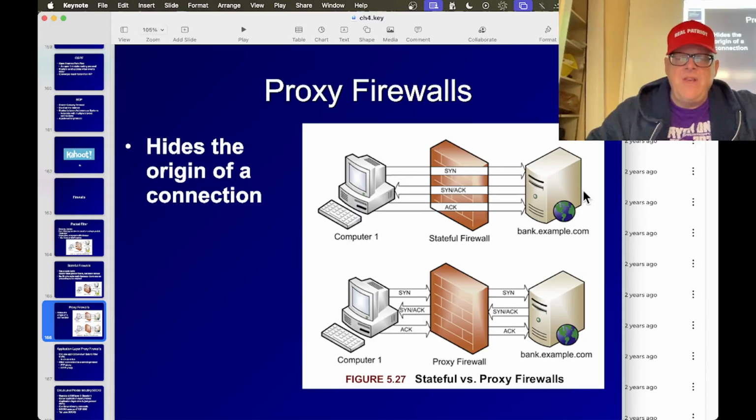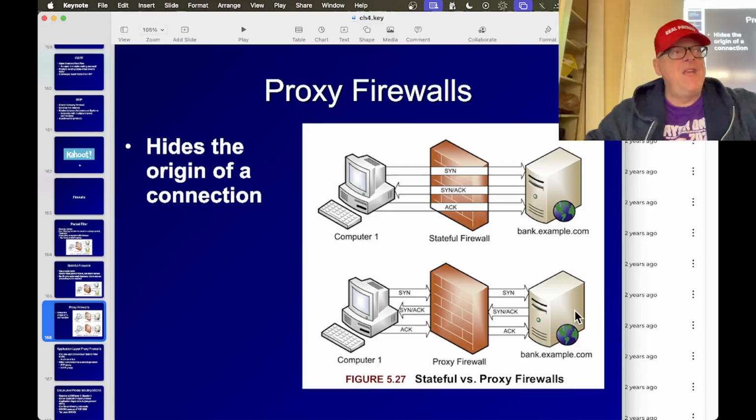Instead of doing a SYN/ACK directly to the end device, it's intercepted here and recreated. And the point of this is you can have a table of forbidden sites here. You can say you can't go to games, you can't go to social media, and so on. And so it will decide what you're allowed to get to. You never make a direct connection to anybody.